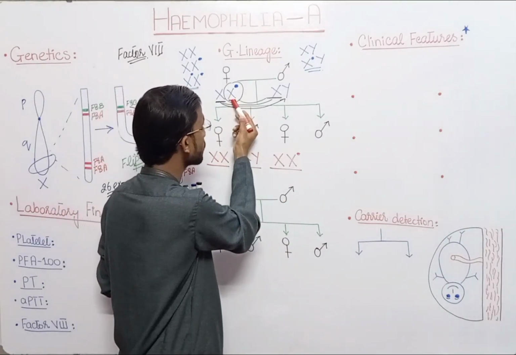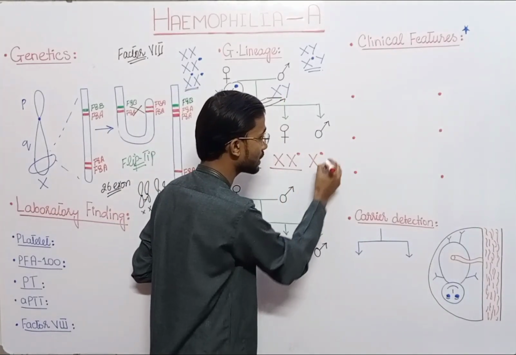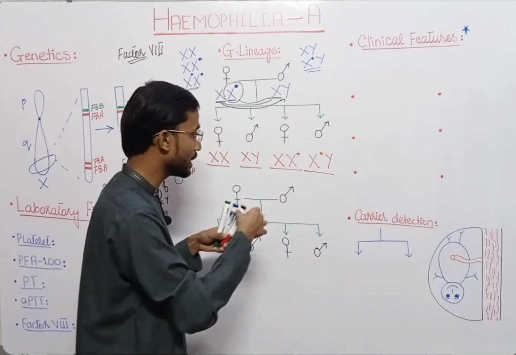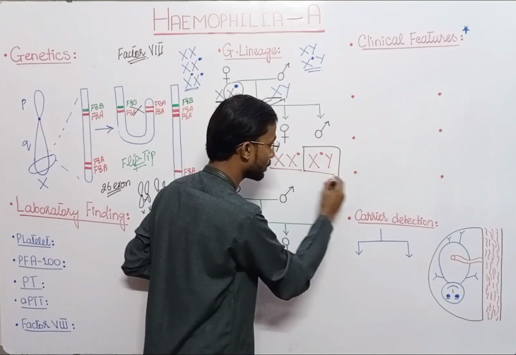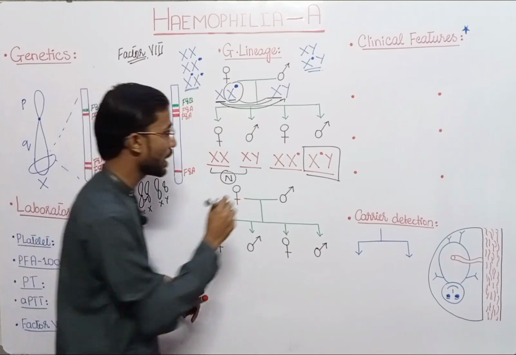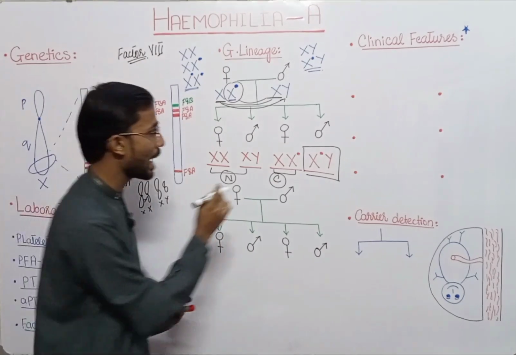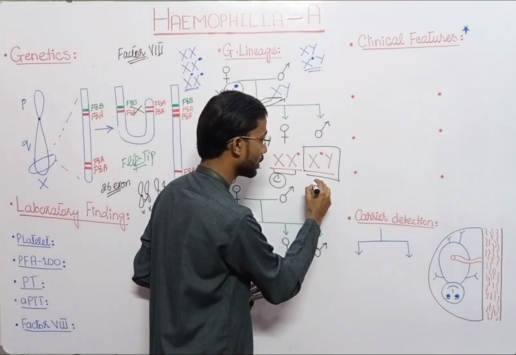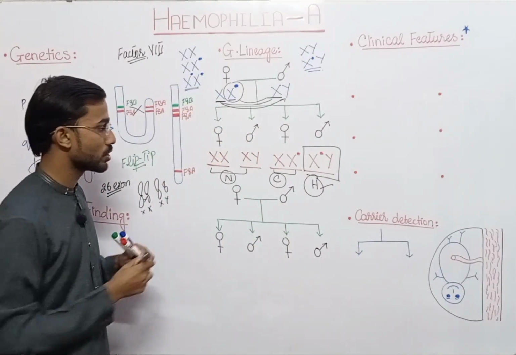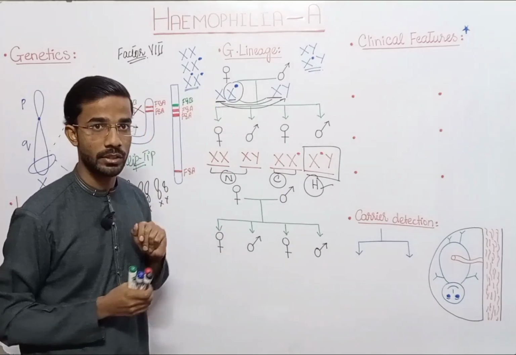So if this X chromosome exchanges with the Y, then you will see that this is the affected X and this is the normal Y. In that situation, this person will be hemophilic. These are the normal daughter and son, and this is the carrier daughter, and last is the affected, you can say hemophilic son. So this is the different situations that can exist between these two parents.